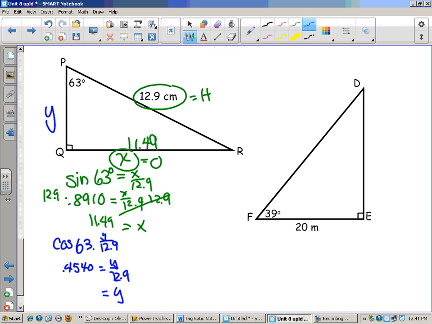somebody? 5.86? Is that rounded correctly? Is it, what was it, 5.86 something? 5.86 what? 5.856, so it's 5.86.